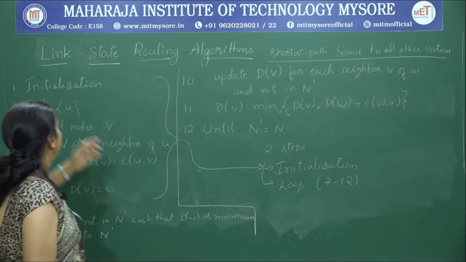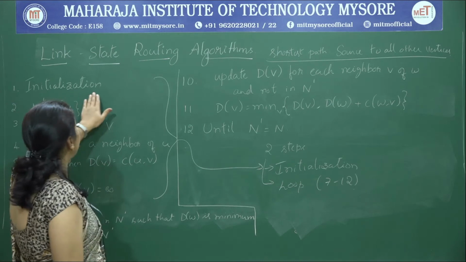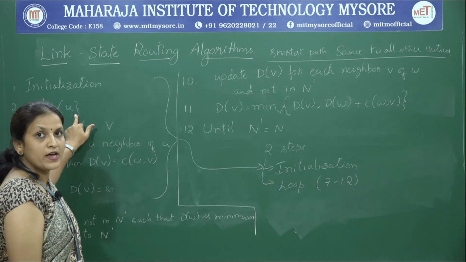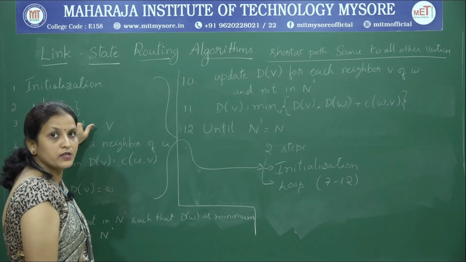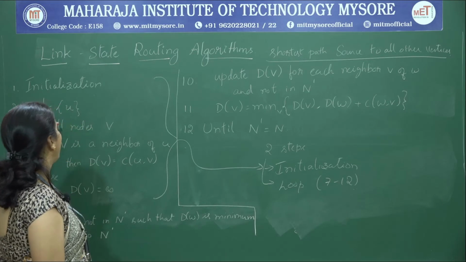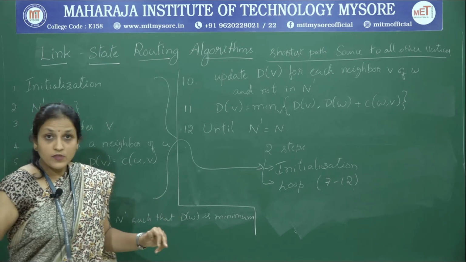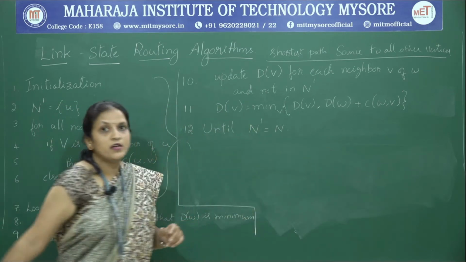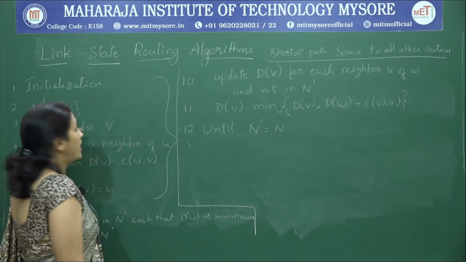Okay. Now, looking into each step. The very first step is initialization. Here we are considering U as the source. Okay. Considering U as a source router, we are pushing that to our N dash, the set in which we are keeping our nodes which are already traversed. Okay. So, N dash.